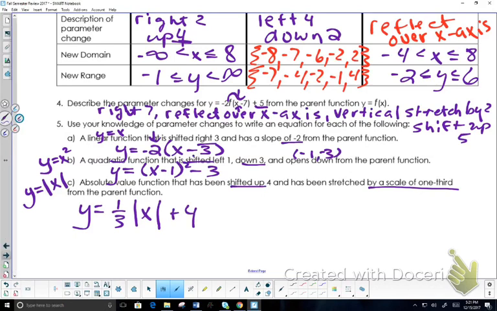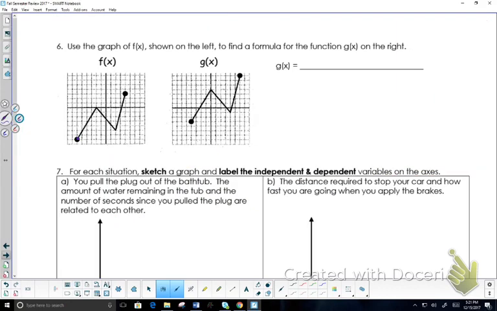Let's see what we got here. Use graph f of x shown on the left to find a formula for the function g of x. So let's see, I have this point right here, which is at 1, 2, 3, 4, 5, 6, -6, and 1, 2, 3, 4, 5, 6, 7, -7. That point moved 1, 2, 3, 4 to -4, and 1, 2, 3. Okay? Notice you can see it didn't stretch anymore or anything like that.